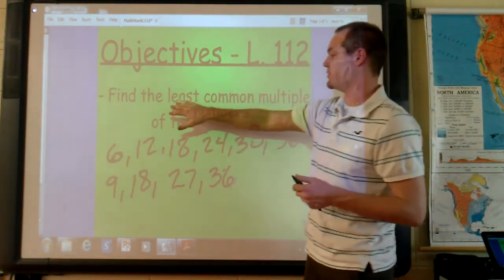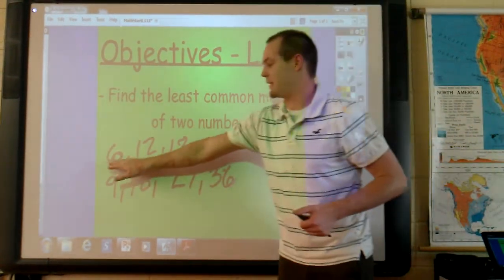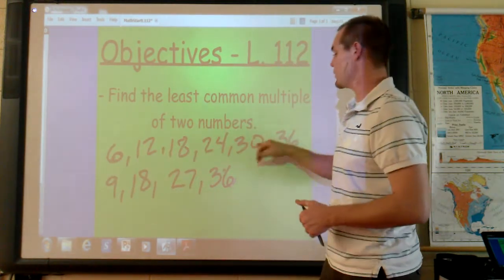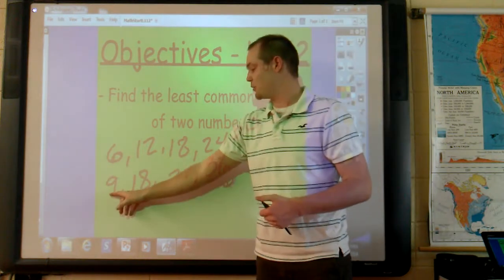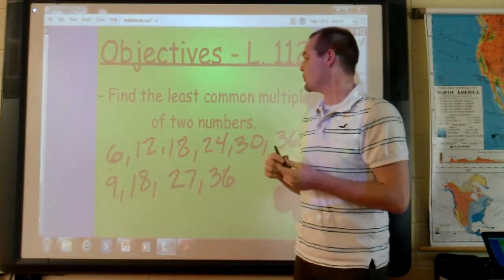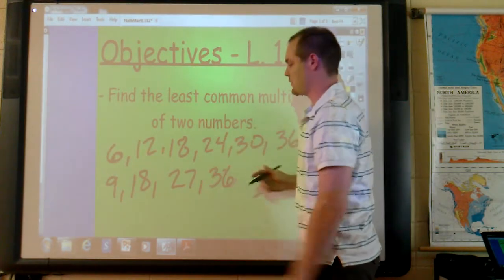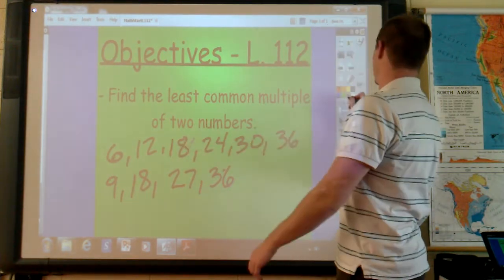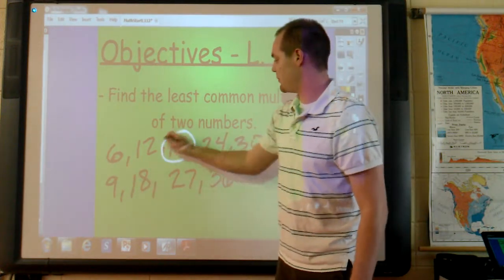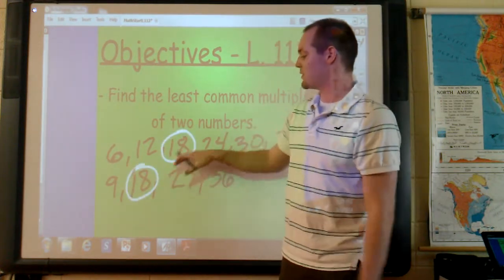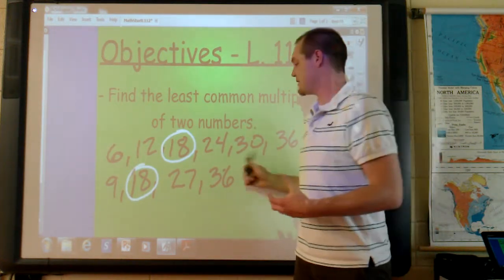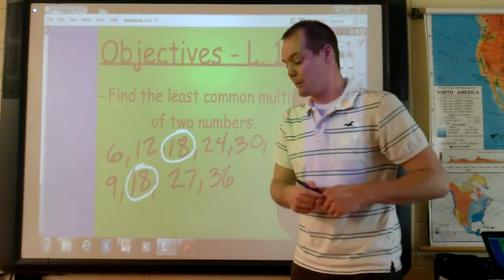It's just if it asks you to find the least common multiple of 6 and 9, you find the multiples of 6: 6, 12, 18, 24, 30, and 36. You then find the multiples of 9: 9, 18, 27, 36. The least common multiple is the smallest multiple that they have in common. And if we look, 18 matches up. Okay, so that's obviously the least common multiple. 36 is a common multiple, but it's not the smallest one, so it's not the least common multiple.